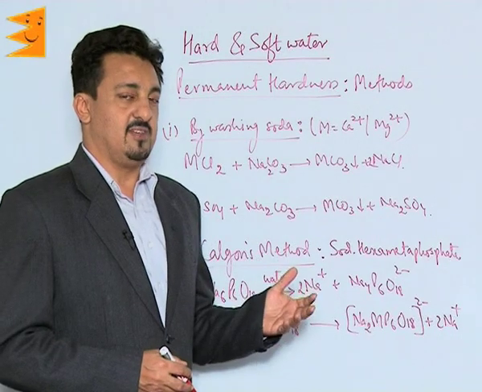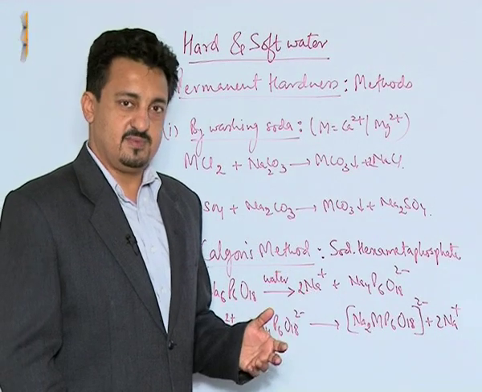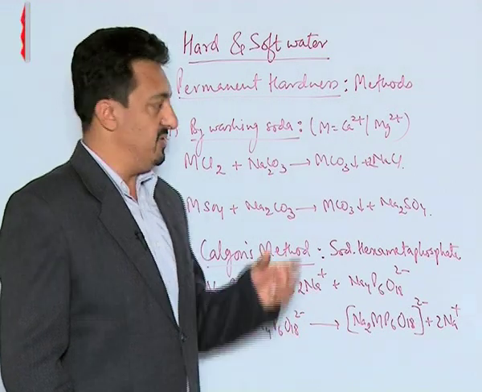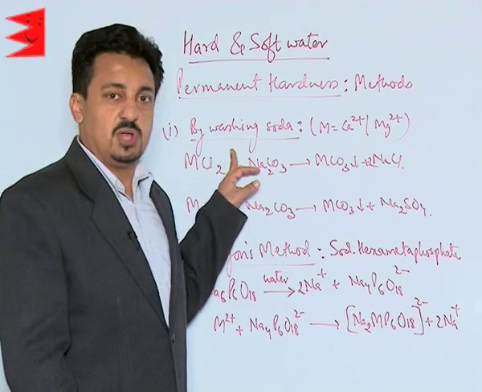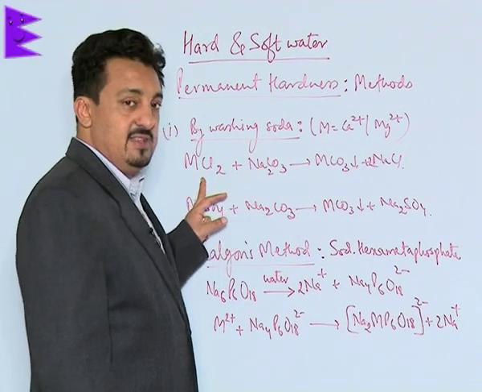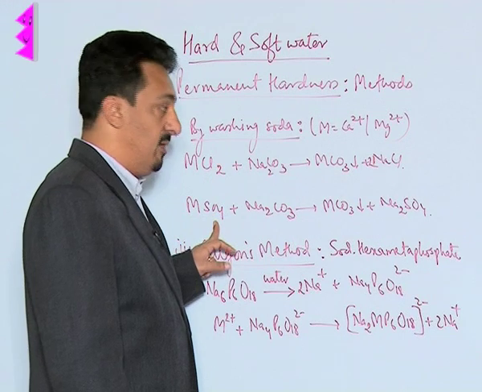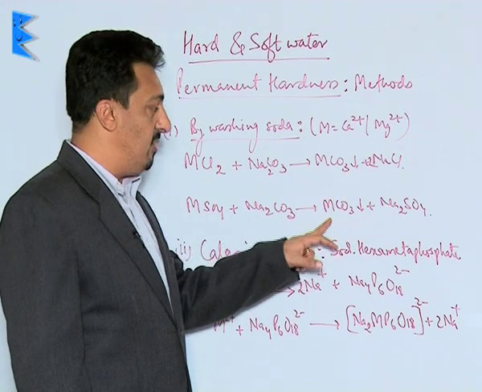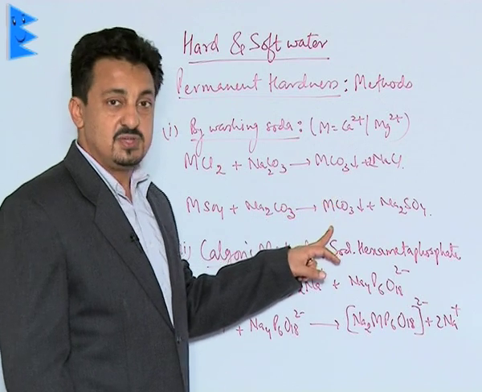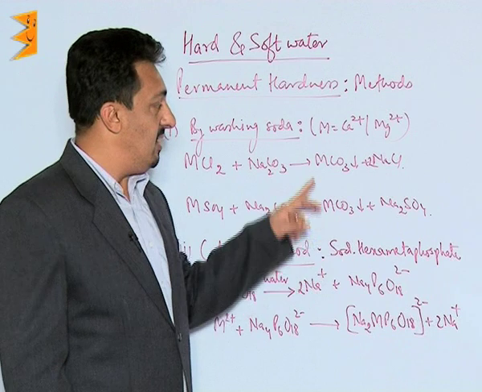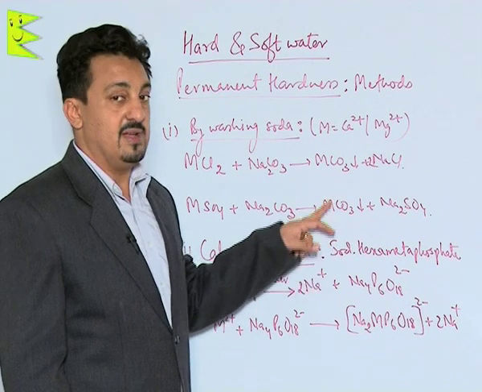Let us see the methods of removing the permanent hardness of water. We have mainly three methods of removing the permanent hardness of water, and the first method is by using washing soda. Washing soda, sodium carbonate, when it combines with these metal ions in chloride or sulfate form, converts them into their corresponding carbonates, in the form of which they get precipitated out and filtered easily from the water, and this is how we can make hard water soft water, free from these metal ions.